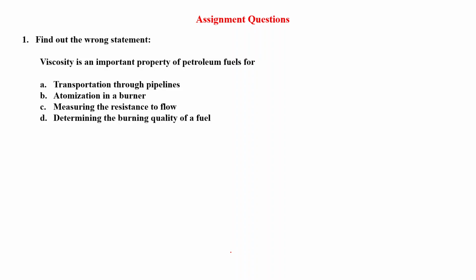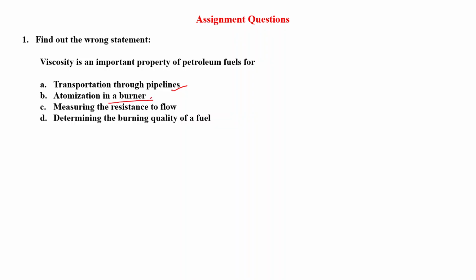Now coming to the assignment questions. The first question is to find out the wrong statement. Viscosity is an important property of petroleum fuels for... We have to tell the wrong statement. The first statement is transportation through pipelines. It is not wrong. Viscosity is an important characteristic for the transportation through pipelines.